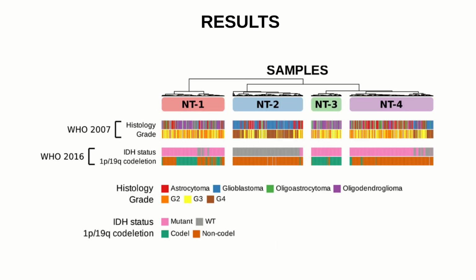This was explained by the fact that the NT2 cluster was mainly composed of IDH wild-type glioma, whereas the NT3 and NT4 clusters were mainly enriched in IDH mutated glioma. The NT1 cluster, for its part, was composed of a mixture of glioma types.